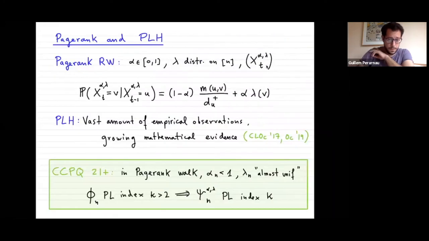And here we just prove the same that we did for the random walk, but for the PageRank walk, meaning that if the alphas are bounded away from 1, and lambda of n is almost uniform, so it cannot deviate too much from the uniform distribution, then having a power law in degree distribution with some index kappa at least 2 implies that the stationary distribution is also power law distributed with the same index. So in some sense, this establishes the power law hypothesis under this notion of being power law.